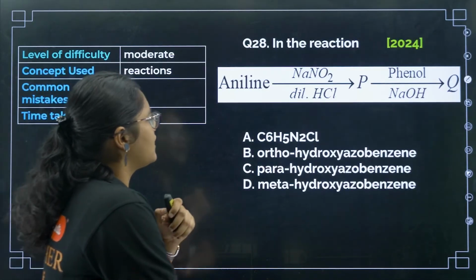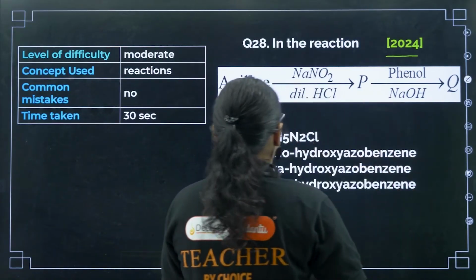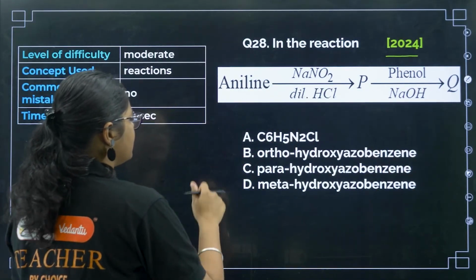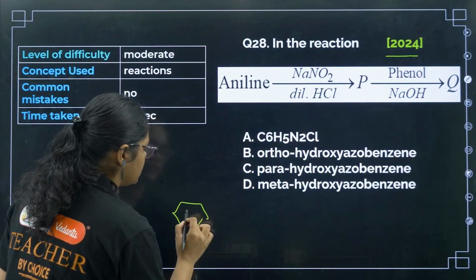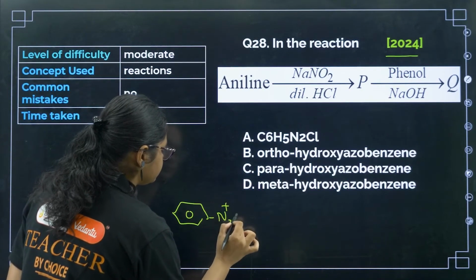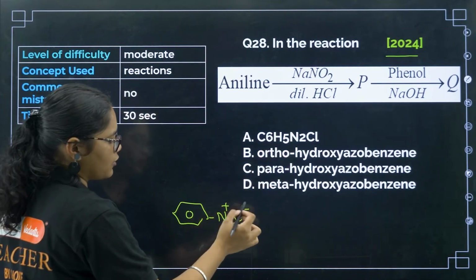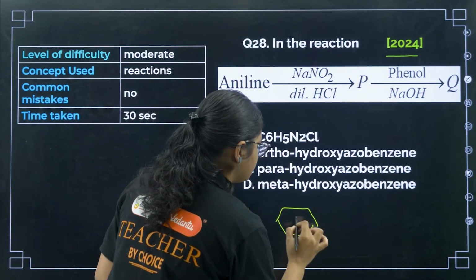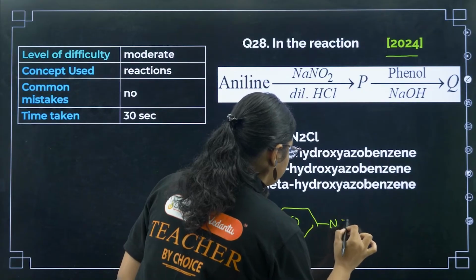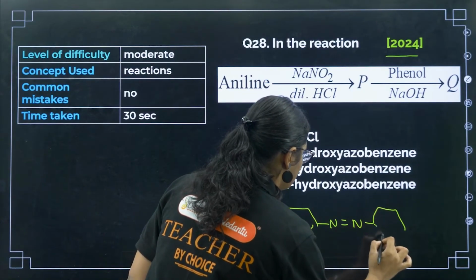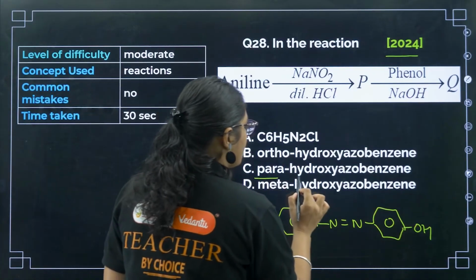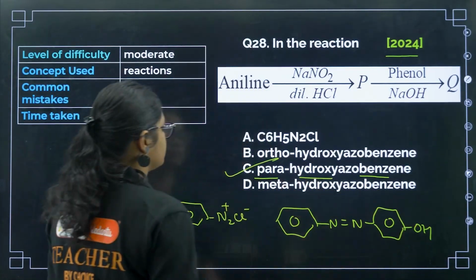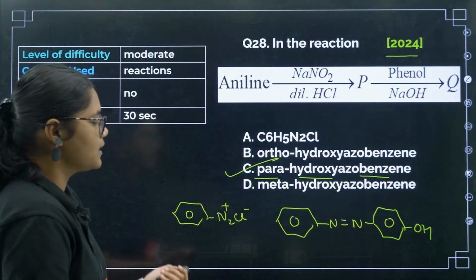Next question was also asked in 2024, a reaction based question. This is a simple question. Aniline is there, NaNO2 and HCl will give you benzene diazonium chloride, right? And then if you treat it with phenol, so we will get what? Coupling reaction will happen. We will get something like this, okay. So this is what? Para-hydroxyazobenzene, that is option number C, okay.